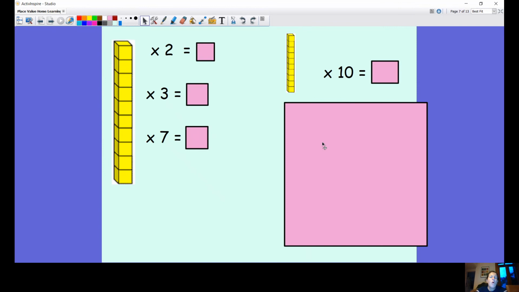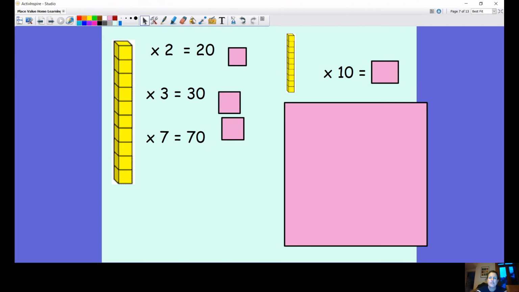With what we have just talked about, let's see if we can run through this quickly together. If I have 2 of these sticks, what is my total? My total is 20. Well done. If I have 3 of these sticks, what is my total? 30. And if I have 7, what is my total? Say it out loud. 70. Very good.